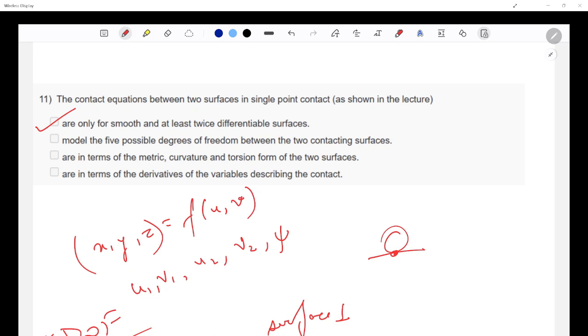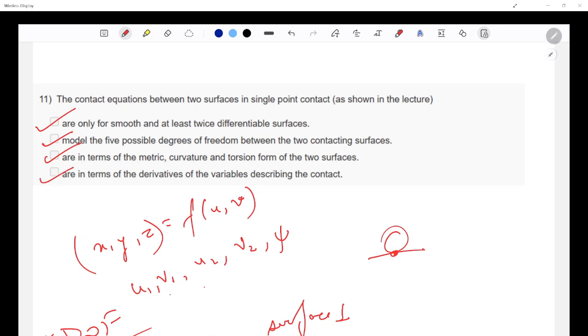So the first option is only for smooth and at least twice differentiable surfaces. True, because you need derivatives: first the tangent and second the curvature. Second is model the 5 possible degrees of freedom. True, contact has 5 degrees of freedom, and the equations describe their evolution. The third option is in terms of the metric, curvature and torsion forms of the two surfaces. True, because these define the geometry of the surfaces used directly in the equations. And option 4: all of these are in terms of derivatives of the variables describing the contact. True, because the equations are u dot, v dot and psi dot, so they are differential equations.